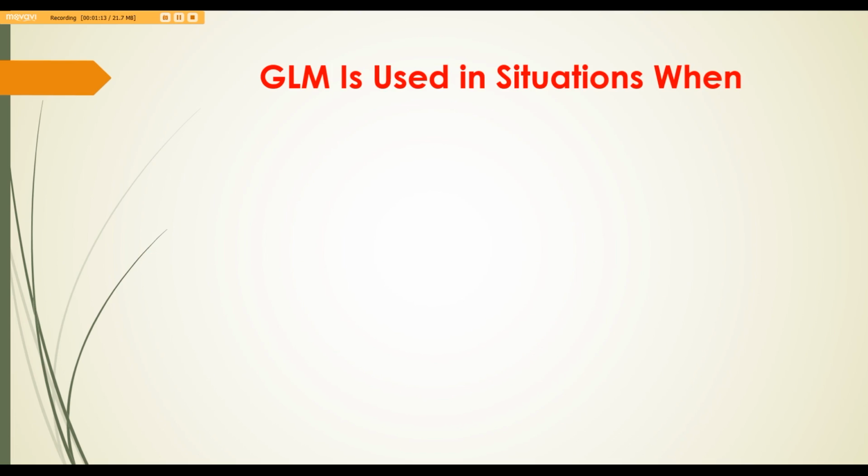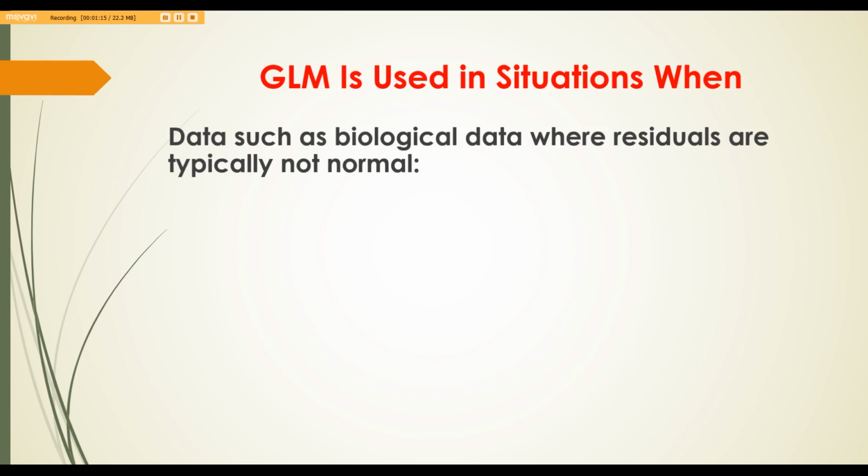GLM is used in situations when we have data such as biological data and the residuals are typically not normal. So that can include cases of proportions when we are trying to examine things like infection rates and survival rates. In this case, we should be examining these kinds of data using GLMs.